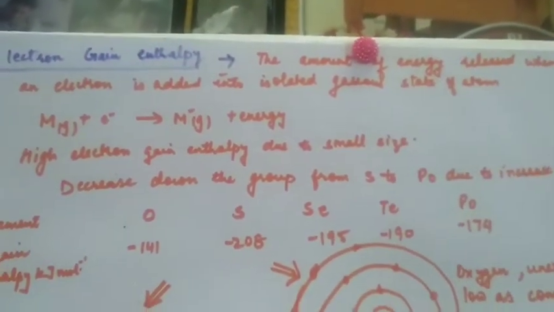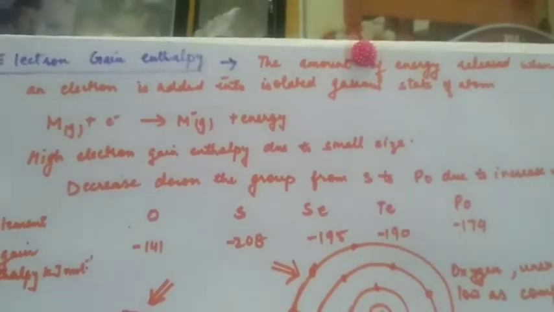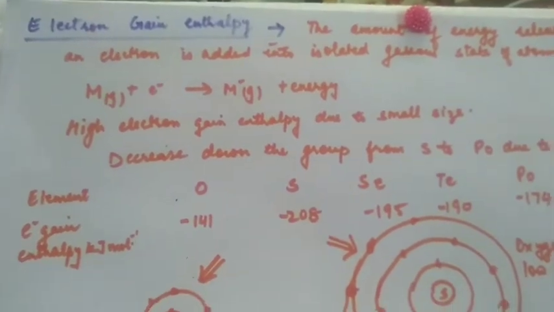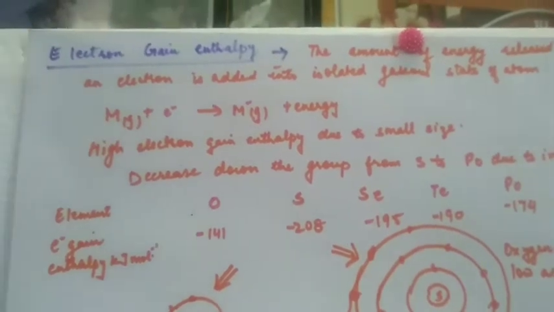Next property is electron gain enthalpy. The amount of energy released when an electron is added into an isolated gaseous state of atom is called electron gain enthalpy. The element will gain an electron to form a negatively charged ion.